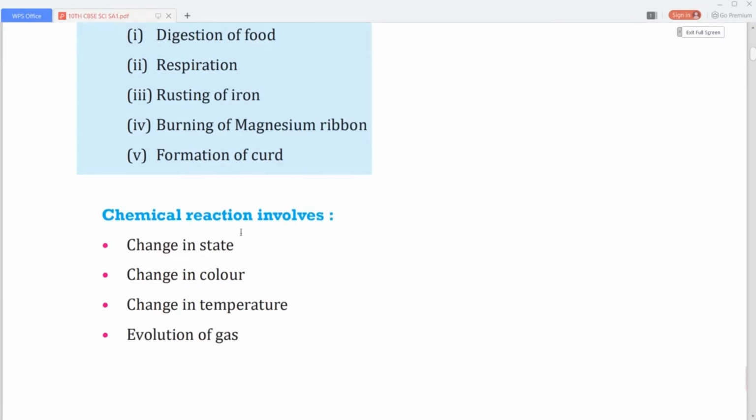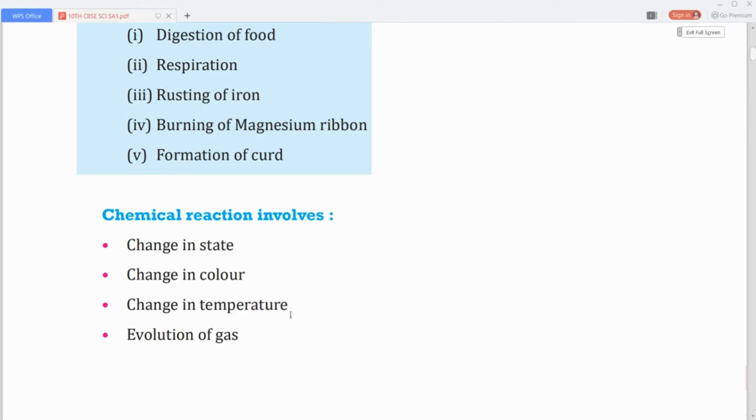Now, how can we know that the chemical reaction is completed or it is running? It will be indicated in four different ways. Change in color: when the reaction is started, the color is different, and when the reaction is complete, the color is different. Now change in state means solid, liquid, gas. Solid, if we heat it, it will be converted into liquid. Again we heat it, it will convert into a gas.